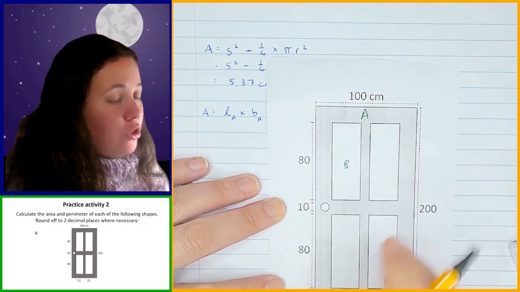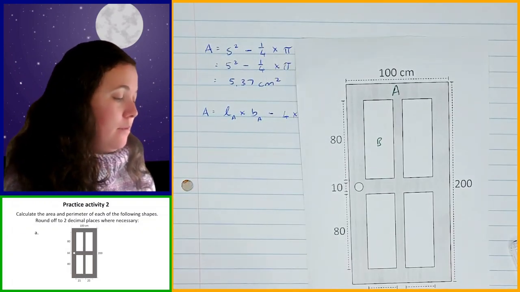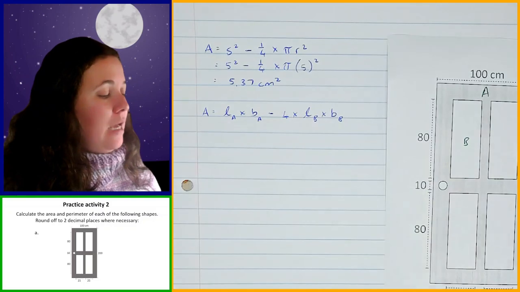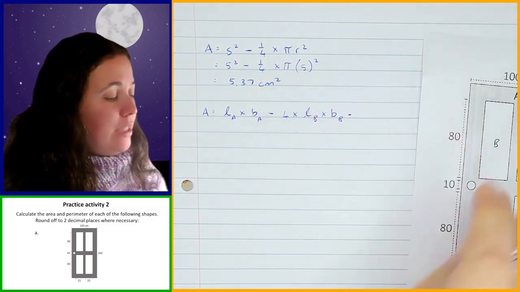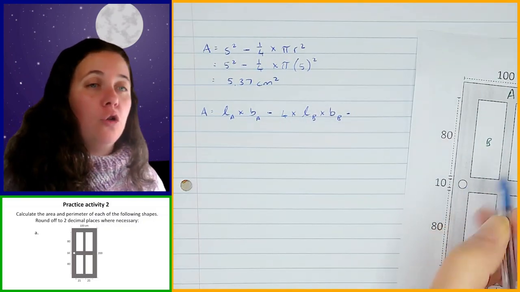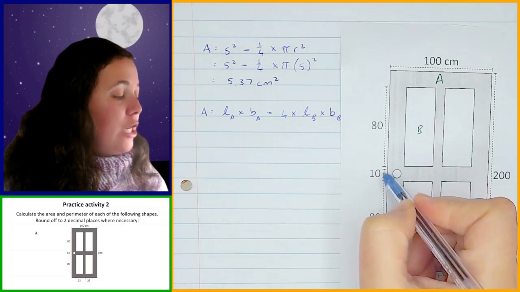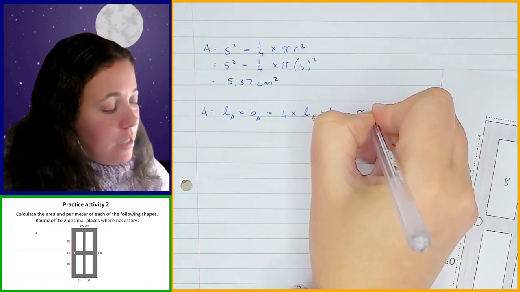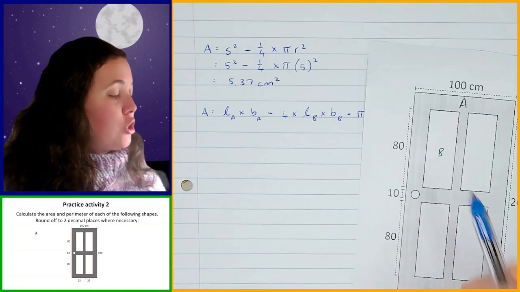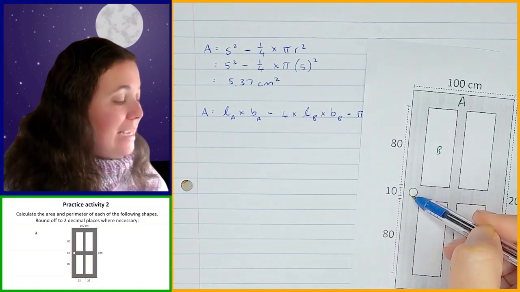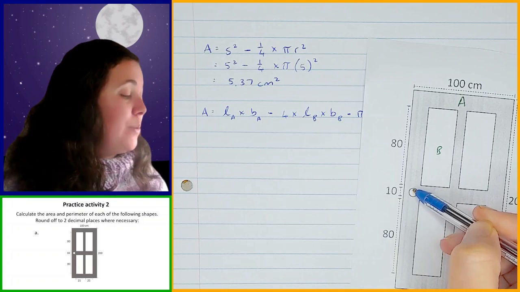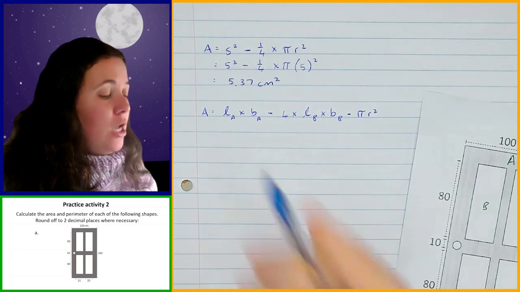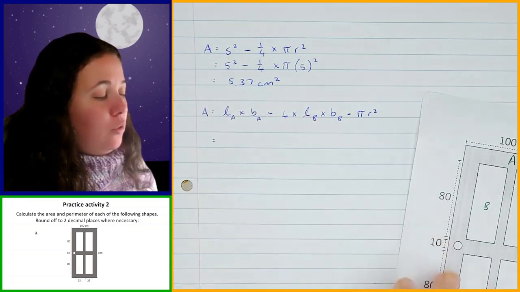And each of these windows will be B. Then I'm going to subtract also the area of this circle over here. Now to work out the area of the circle, it's pi r squared, which means I need to know the radius. So they've told me this distance over there is 10. So the radius is going to be half of 10, which is going to be 5. Right, so let's go and fill in all of our values.